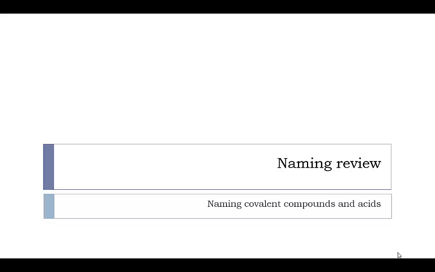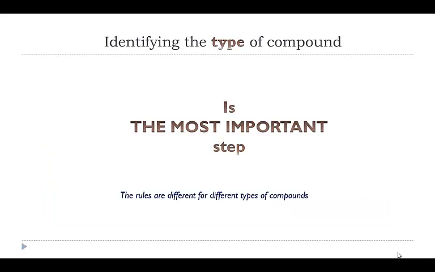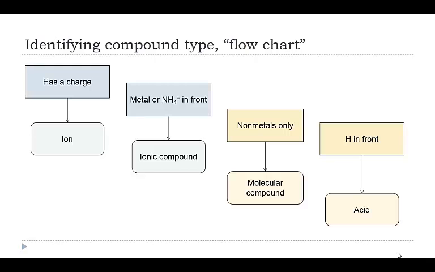This is the second in a two-part naming review. We're going to talk about how to name covalent compounds and how to name acids. Remember, the first thing you have to do when you're naming something is to figure out the type of compound. If you don't know the type of compound, you cannot name it. The rules are different for different types of compounds. So, how do we identify a compound?